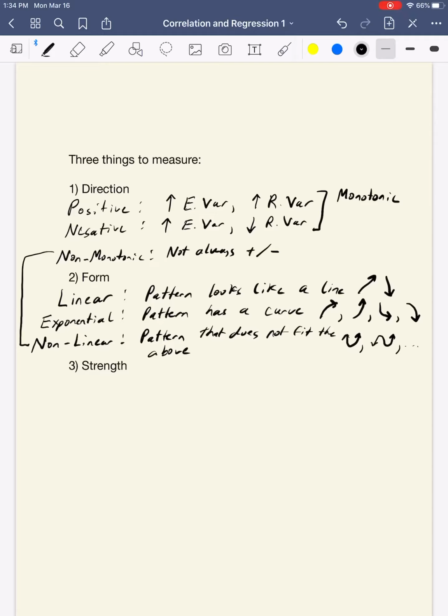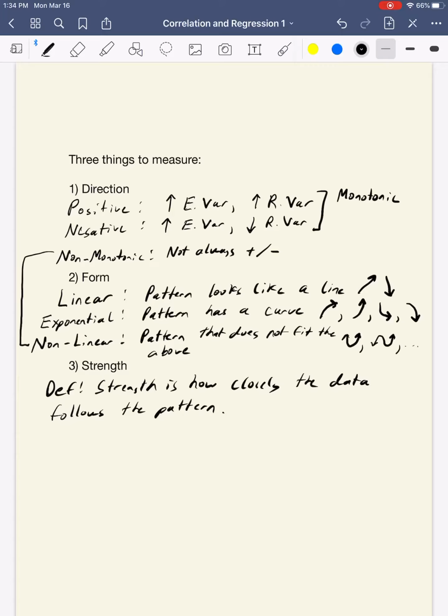Finally, for strength, this is going to be one where we actually give sort of a definition. So definition, strength is how closely the data follows the pattern. Now, that should sort of sound like a vague definition, and it's sort of intentionally vague because with strength, we are going to learn a mathematical way to actually measure the strength. We're not quite there yet, so we're not going to say too much more, but we will learn an actual mathematical way to measure strength.